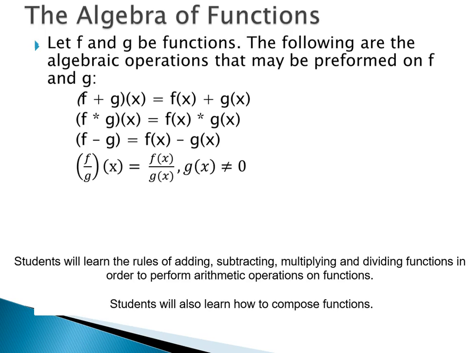So the first thing we're going to do is look at the algebra of functions. The algebra of functions is very simple. It's just algebra with functions. So if we see f plus g, that means we add the y values of f to the y values of g. If we see f times g, we multiply the y values of f times the y values of g. If we see f minus g, we do the y values of f minus the y values of g. And if we see f divided by g, we take the y values of f, divide by the y values of g, provided that g doesn't equal 0, because we can't divide by 0.